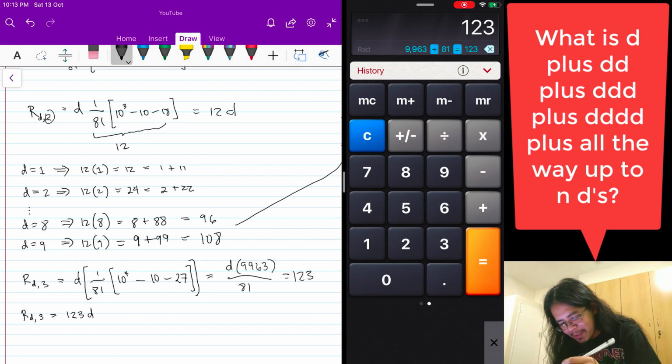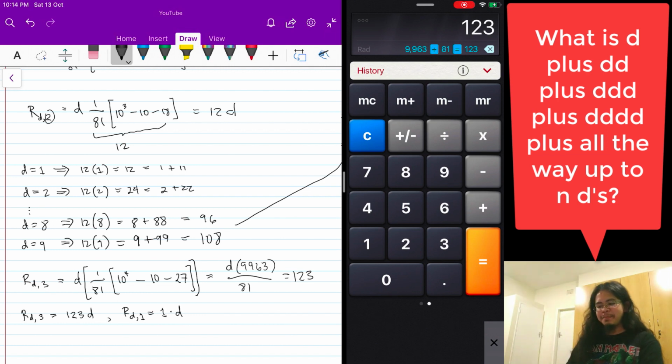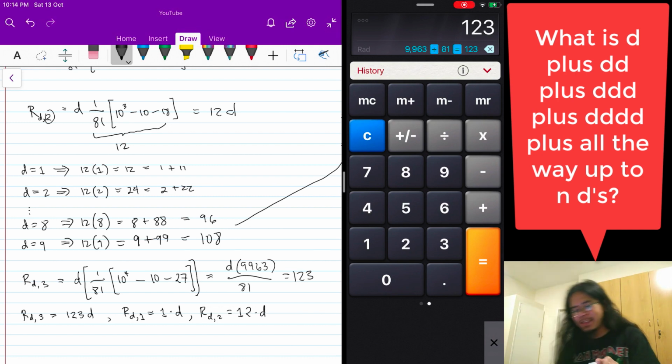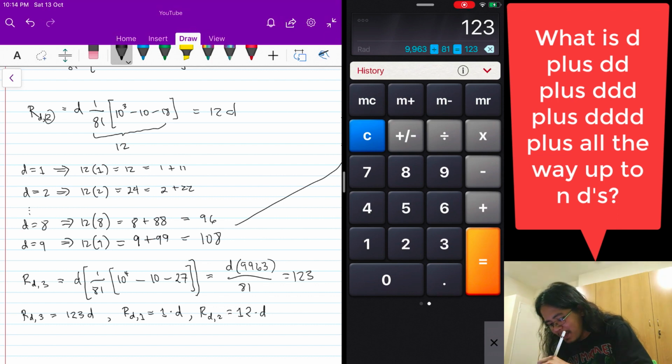Let me write how awesome that is. R_D(1) is 1 times D, correct? Because when n is equal to 1, the sum is just the digit itself. So 1 times D. R_D(2) is, no, sorry, not 2 times D. It's 1, 2 times D, which was the 12 a while ago. R_D(3) is just 1, 2, 3 times D.